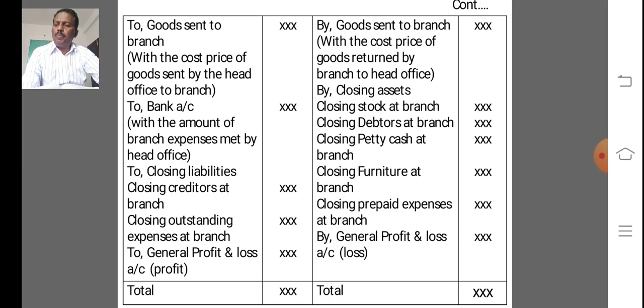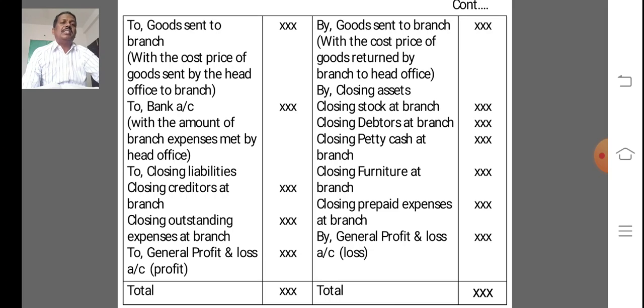Coming to the debit side, to bank account, with the amount of branch expenses met by head office. And on the debit side, to closing liabilities, that is, with the value of liabilities at the end of the accounting period, that is closing creditors at branch, closing outstanding expenses at branch.